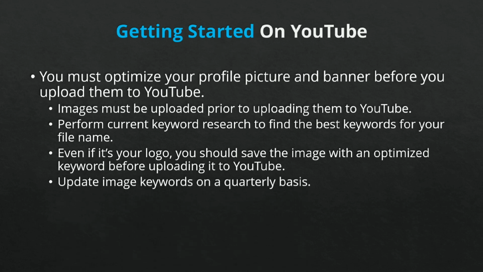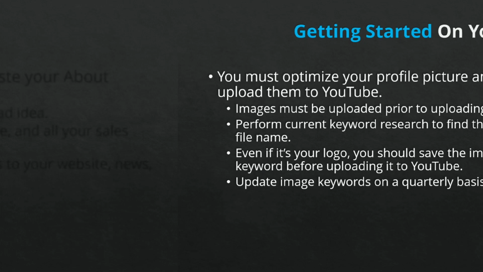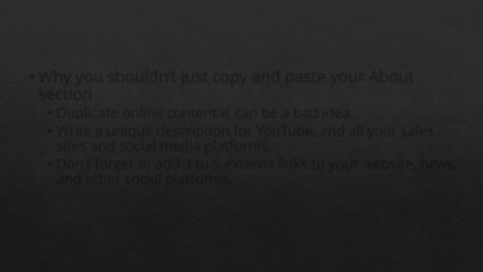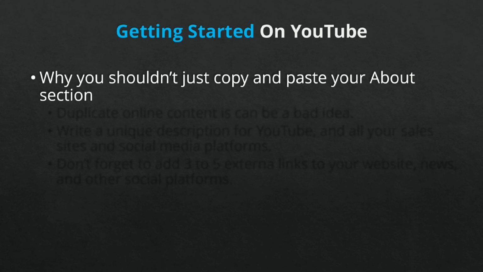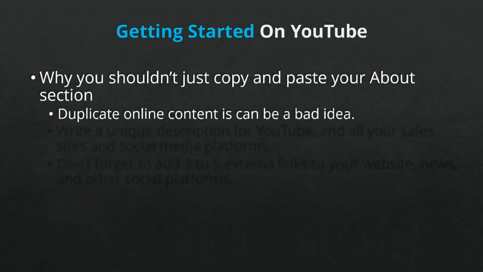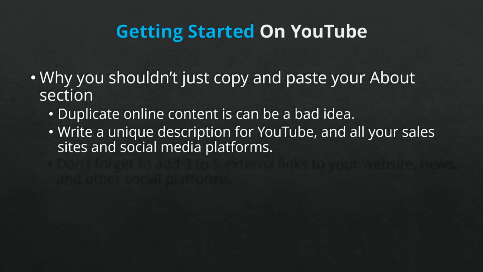Next, it's tempting to simply copy and paste the About section of your website in YouTube or your other online platforms, sales sites, and social media channels. However, it's important to write unique descriptions for each of your online descriptions. This minimizes the amount of duplicate online content, but also ensures you have unique descriptions relevant to the purpose of each online profile. For example, your YouTube description should touch on the value you plan to add with your channel via videos, not just who your company is and what you do.